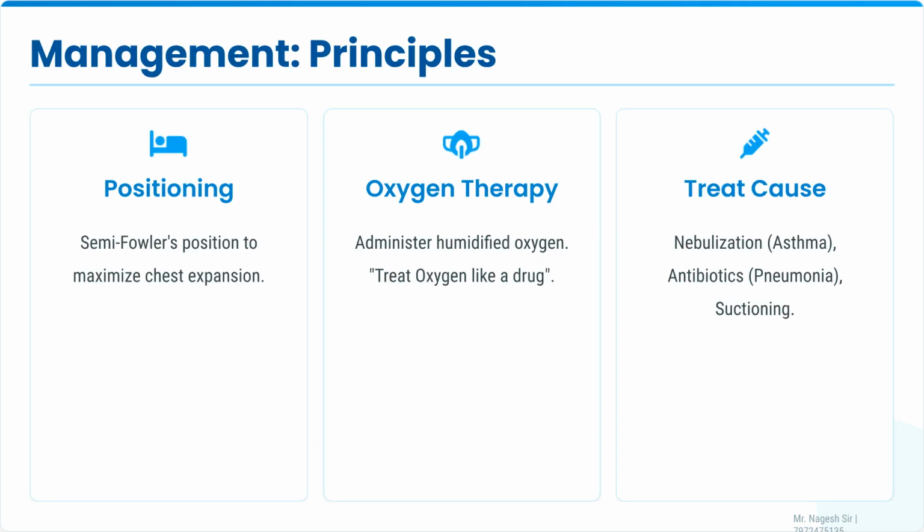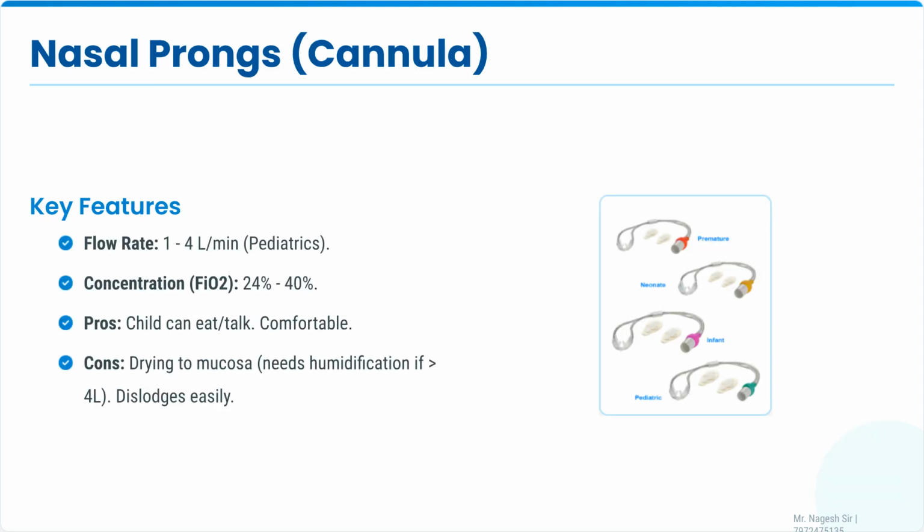Management principles include positioning the child in semi-Fowler's position and administering humidified oxygen, treating it like a drug. It is also vital to treat the underlying cause, such as nebulization for asthma. Nasal prongs deliver 1 to 4 liters per minute in pediatrics, offering 24 to 40% FiO2. They are comfortable, but require humidification if the flow is high.